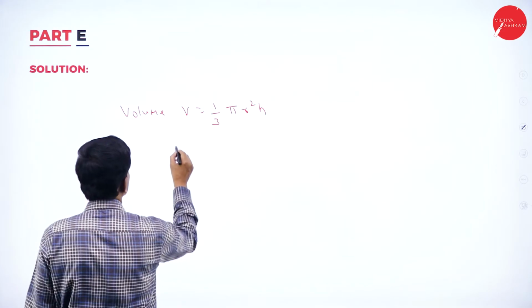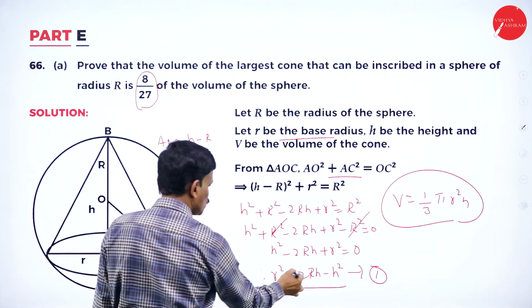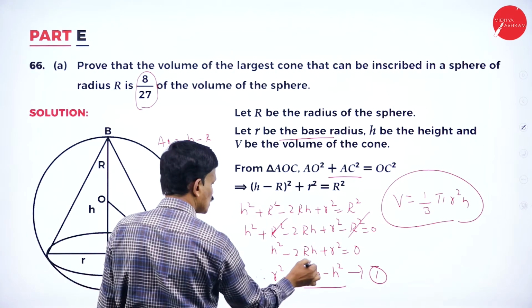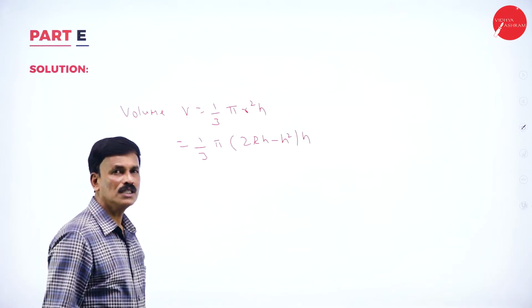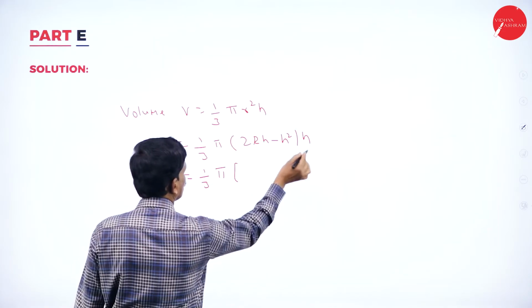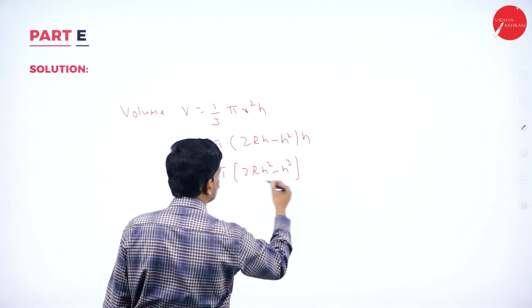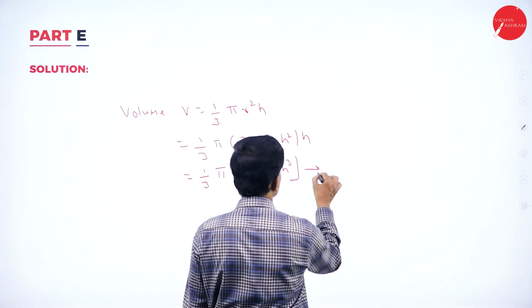Substitute the value of r square. That is 1/3 pi into, what is r square? 2rh minus h square, into h. Okay. Simplify this. This is 1/3 pi times, simplify, 2rh square minus h cube. Now, this is the volume. Let us represent this as equation number 2.